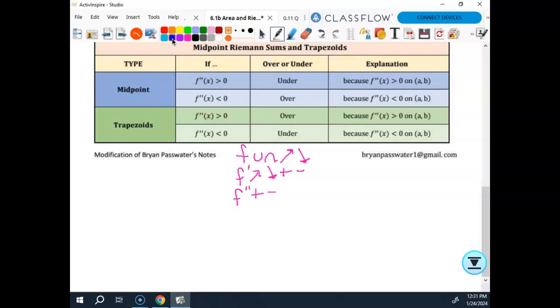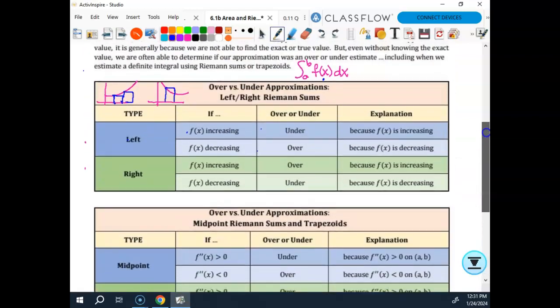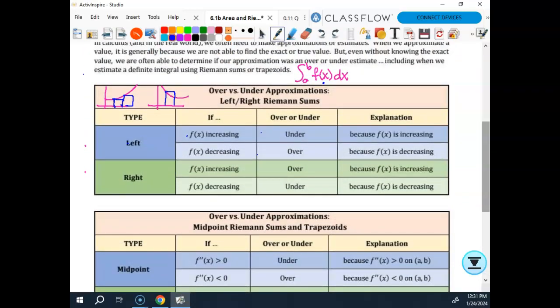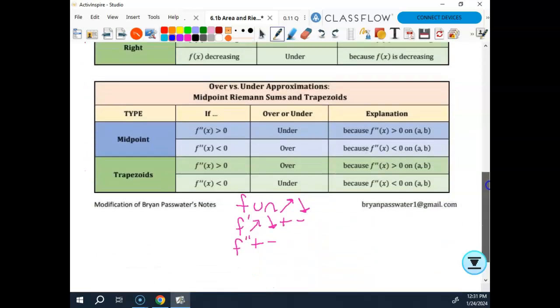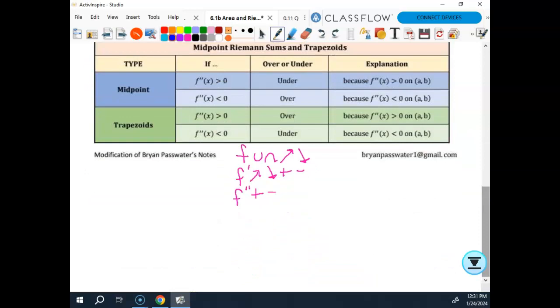And then if we can see a graph, if I actually graph it like this, I know that both of these that I happen to draw, they're both concave up, right? If they're concave up, then your second derivative is positive, okay? So if the second derivative is positive, you have an underestimate for midpoint, overestimate if it's less than 0, and then for trapezoids, it's opposite again. And when you're thinking about these, make sure you look at concavity.